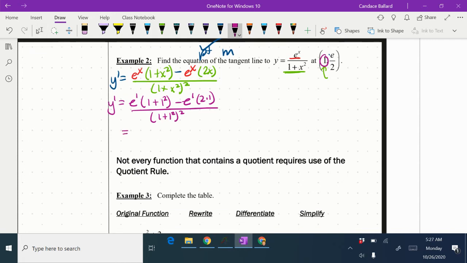Right, and we're trying to find the slope of this line. So I know that 1 squared is 1, plus 1 would be 2, so I get 2e. And then we have 2 times 1 is 2, times e would be 2e, but it's minus. Then my denominator is 1 squared is 1, plus 1 is 2, and then I square all of that, and I get 4. So it looks like my numerator cancels, but there's still a 1 on top, so I end up with 1/4 as my slope.